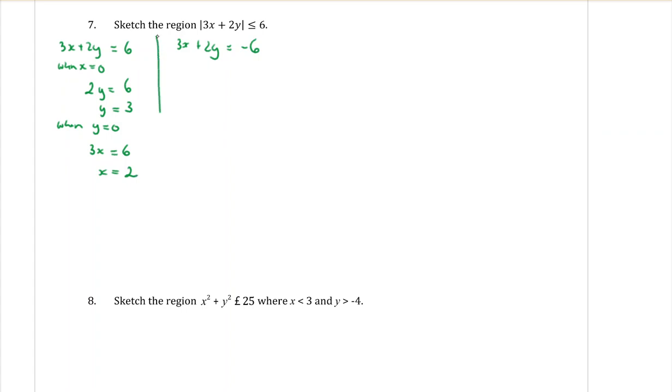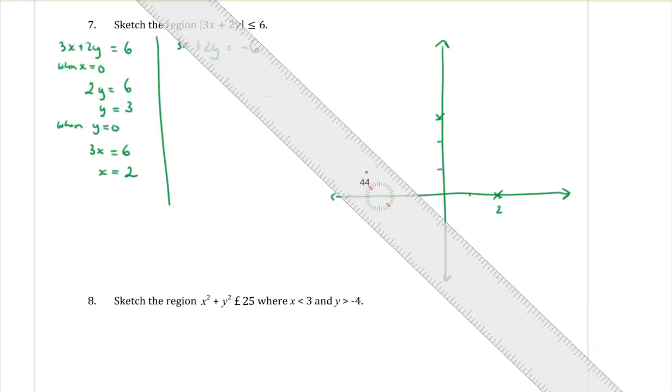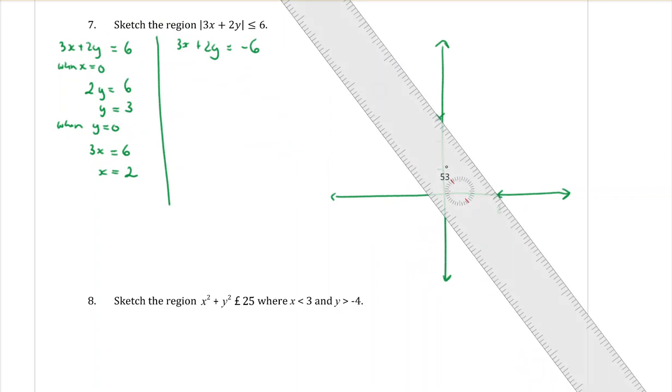Okay, let's put those on our Cartesian plane and then come back for the second one. My first line is going to have an x-intercept of 2 and a y-intercept of 3. And it's a line, so before I draw anything, dotted or solid? Solid, because I had the equal to sign, good.